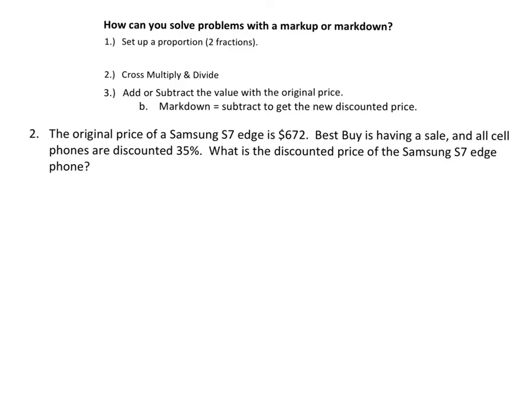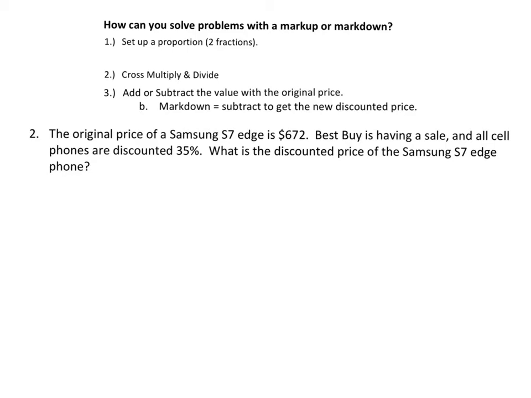So here we have our last example. The original price of a Samsung S7 Edge is $672. Best Buy is having a sale, and all cell phones are discounted 35%. What is the discounted price of the Samsung S7 Edge phone?